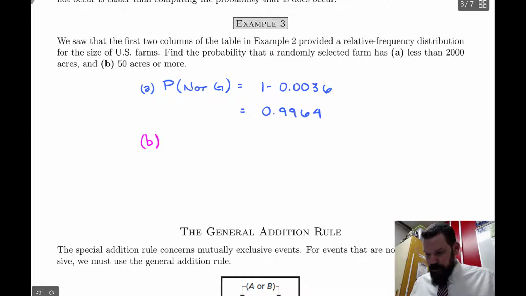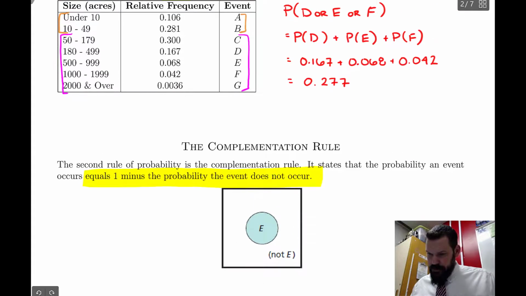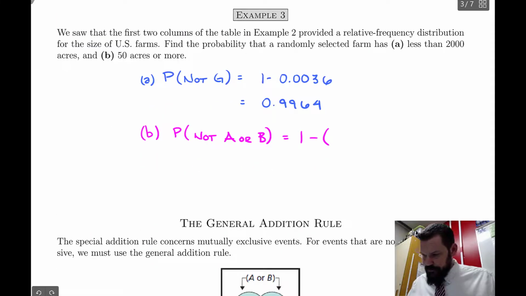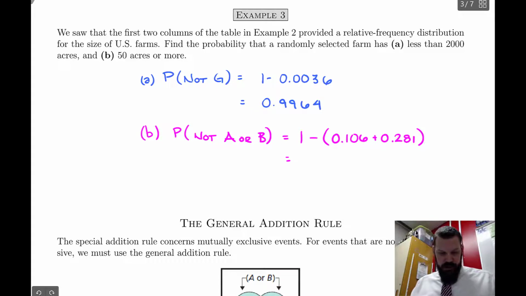So B would be the probability of not A or B, which is 1 minus the sum of 0.106 and 0.281. And when we put that in the calculator, we get 1 minus 0.387, which is 0.613. So the probability of selecting a farm at random that would have 50 acres or more is 0.613, or 61.3%.